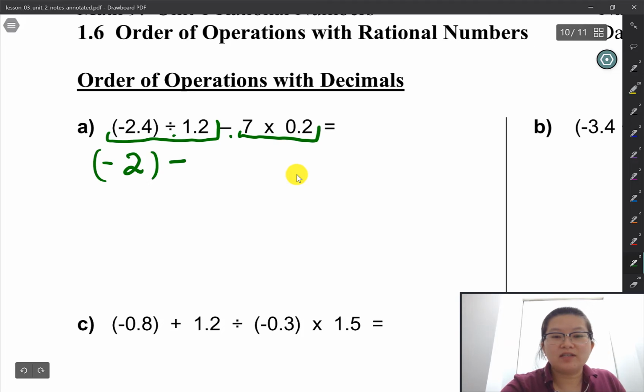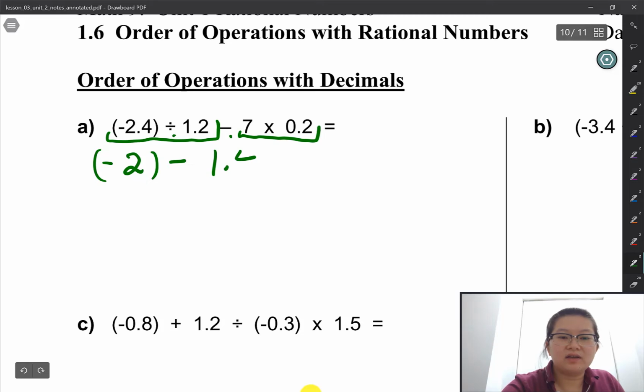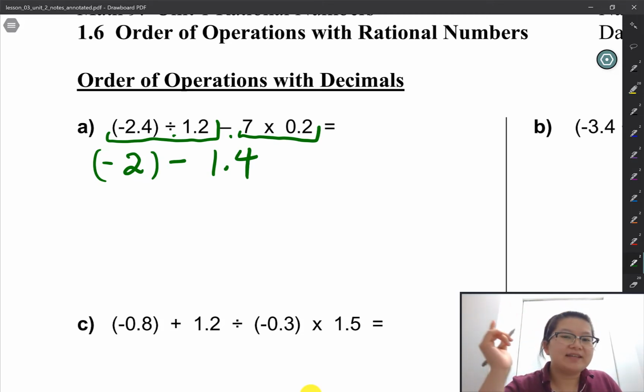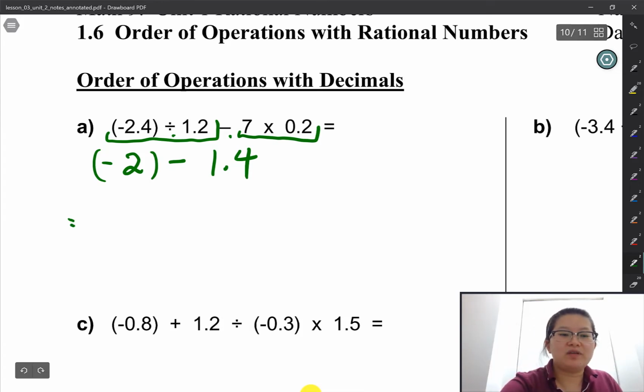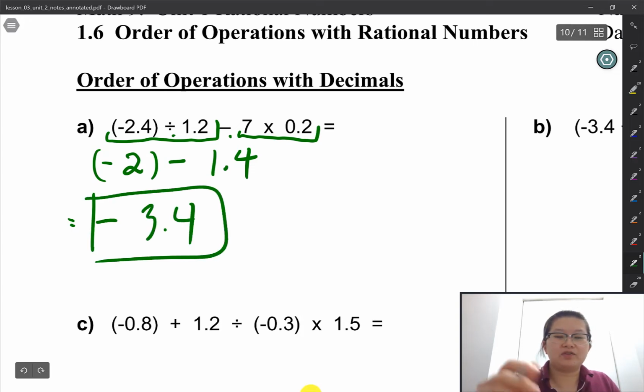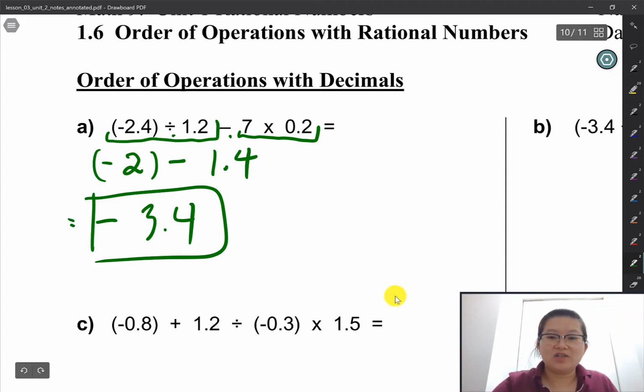Subtract whatever 7 times 0.2 is. I could do it in my head, or I could put it in the calculator. Most of you, if you put it in the calculator, that is fine. 1.4, okay? So I have negative 2 minus 1.4, which is exactly the same as adding these two numbers up and slapping the negative sign in front. So that's going to be negative 3.4. That's my final answer. Notice I divided and conquered, just like in Twilight Struggle.